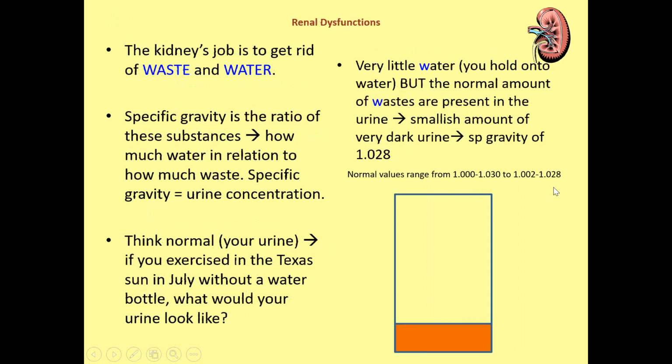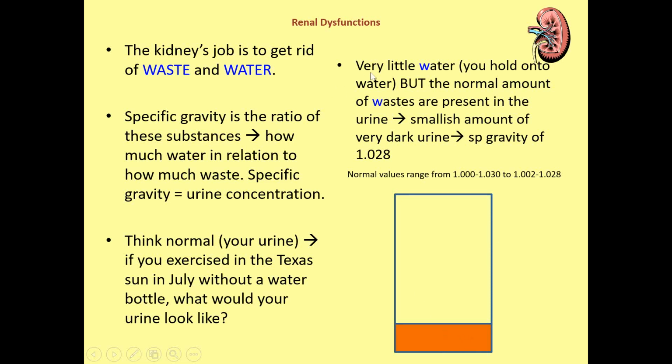Now let's continue with normal. Let's say, for instance, that you are exercising. You're going to run 3 miles in July at 3 o'clock in the afternoon when it's about 100 degrees outside, and you forget to bring your water bottle. After you finish your run and you need to urinate, what would your urine look like? This rectangle again represents, if you collected it in a container, what the urine would look like if you were somewhat volume depleted. There would be very little urine, and the urine would be fairly dark.